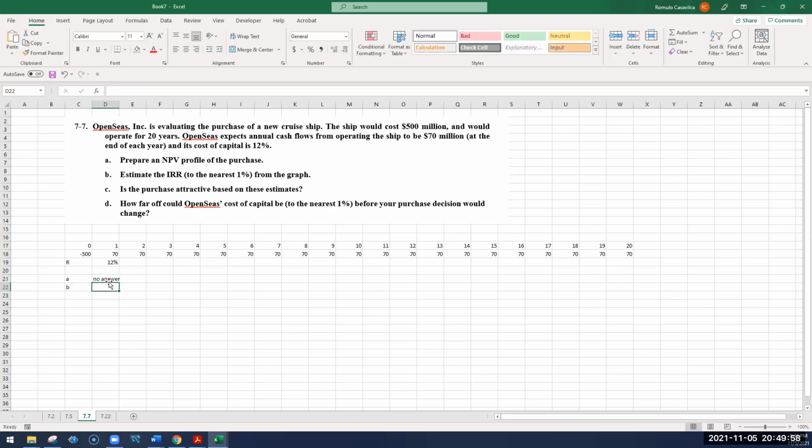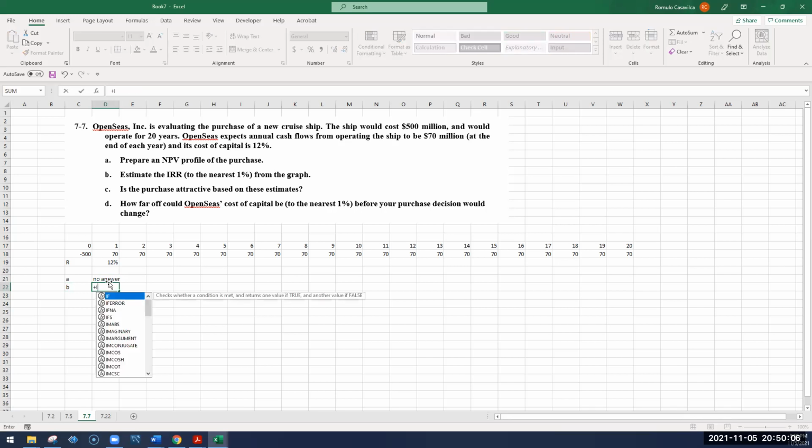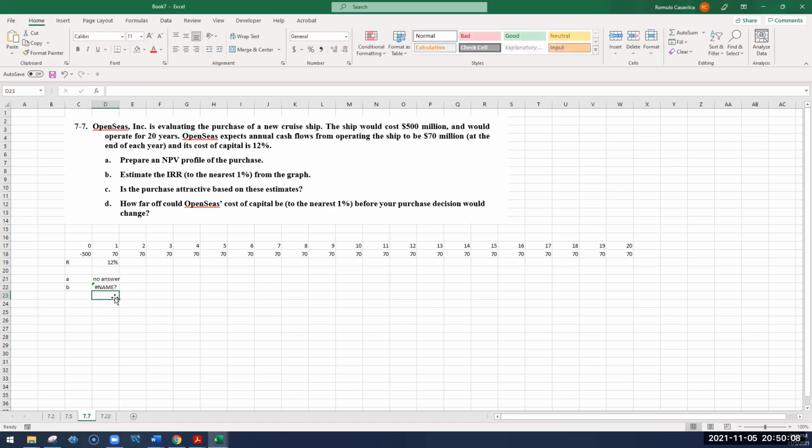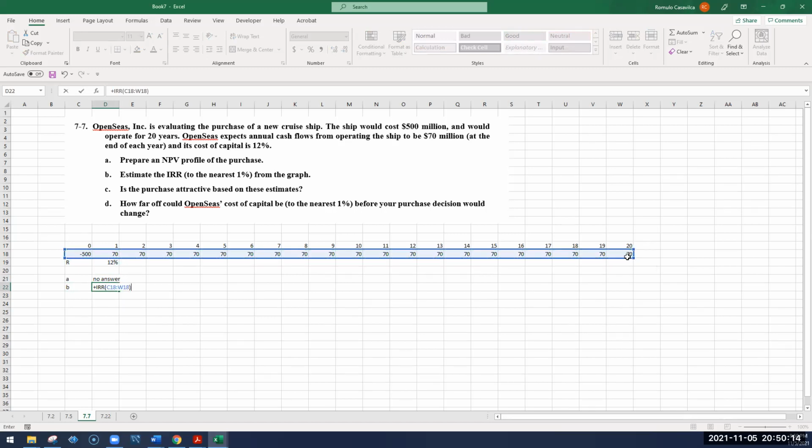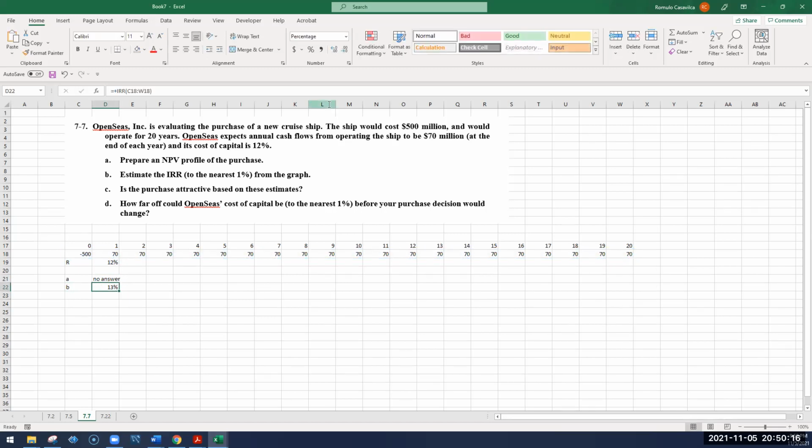On B, they ask you to round up the IRR to the nearest 1%. So I just get the IRR. It's actually less than that, 12.72, but you round it up to 13. So you're just going to put 13%.